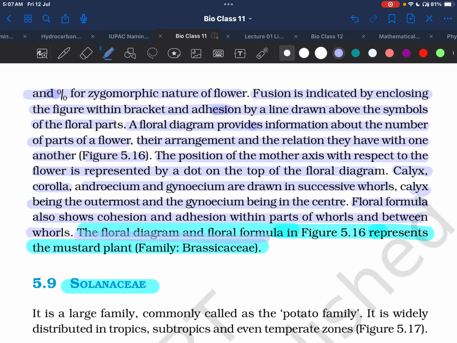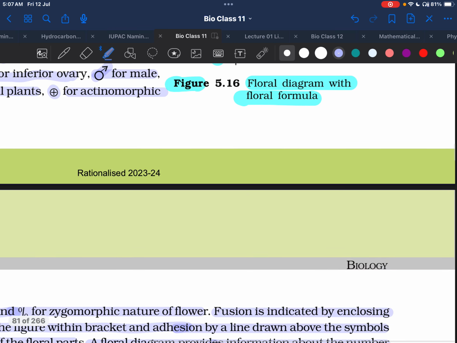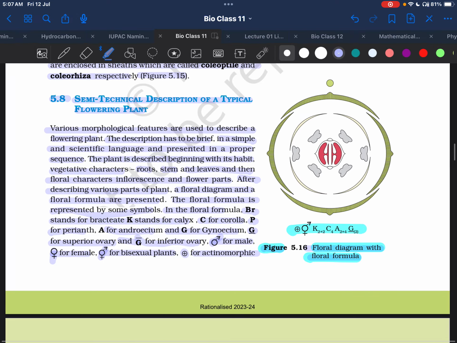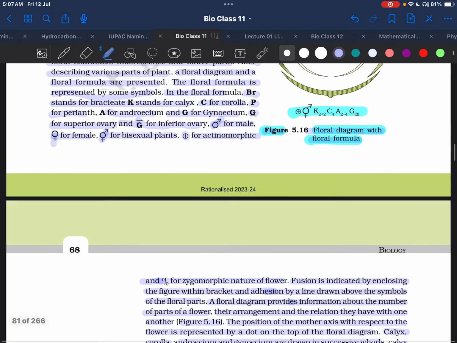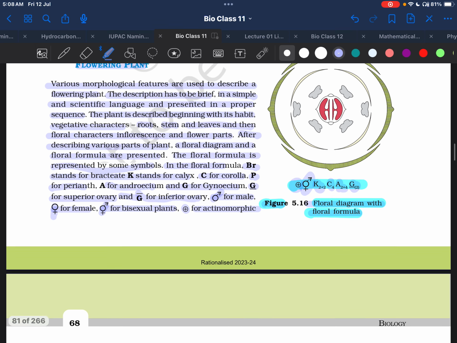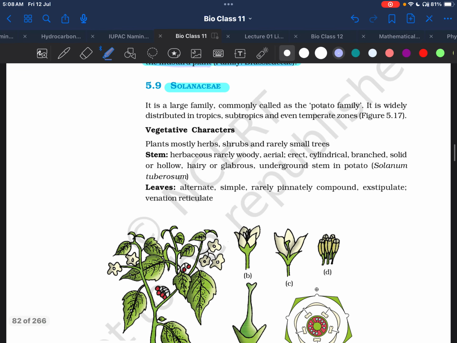The floral diagram and floral formula in figure 5.16 represent the mustard family, Brassicaceae. Floral diagram with floral formula: actinomorphic, bisexual, calyx 2 plus 2, corolla 4, androecium 2 plus 4, superior ovary, fused 2.